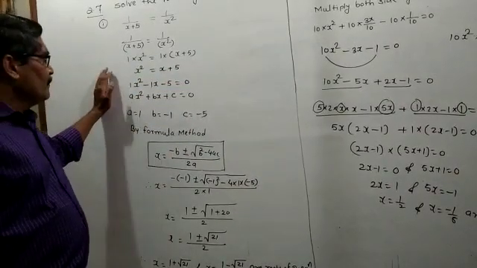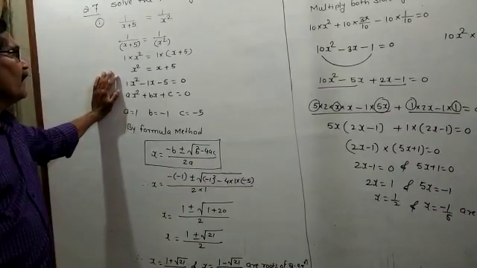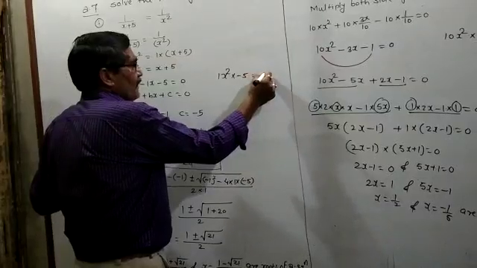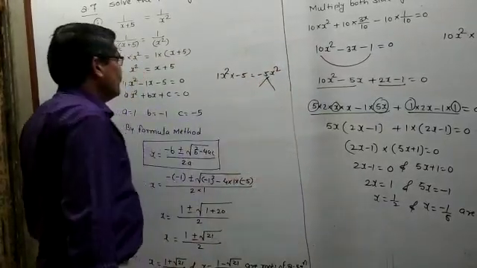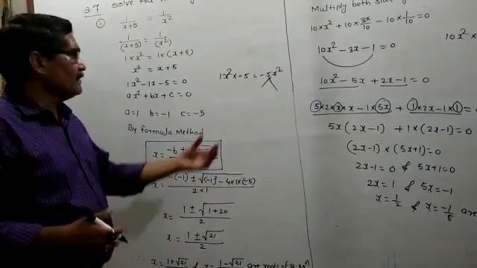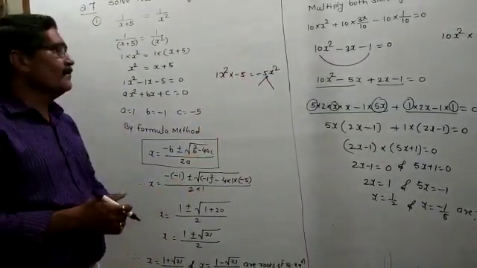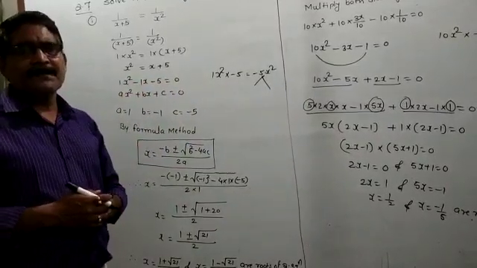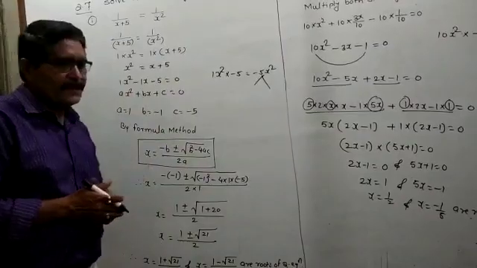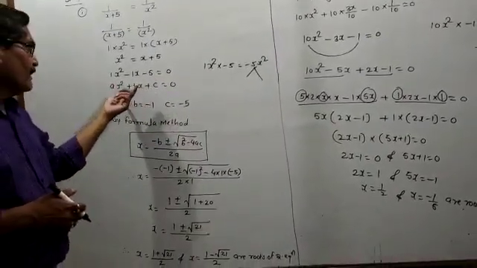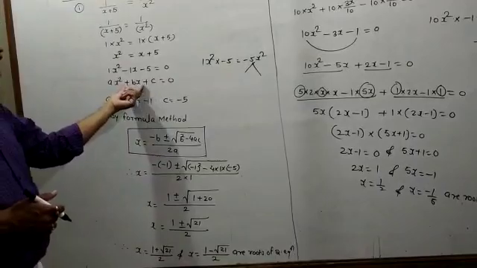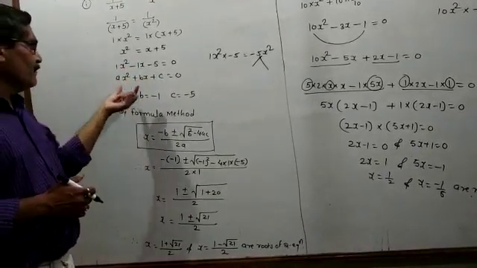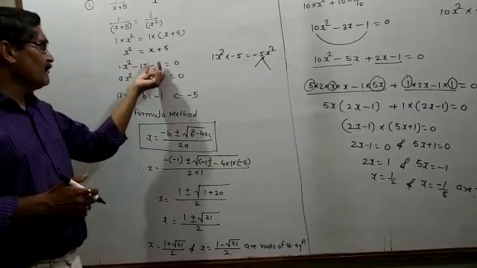Then if you try to find the factors of 1x square multiplied by minus 5, which is equal to minus 5x square, at that time it is very difficult to find the factors, because this minus 5 is a prime number and the only factors will be minus 5 multiplied by 1, and the middle term has to come minus 1. Such factors will not come, so at that time you have to use the formula method. So you have to compare the above equation with ax square plus bx plus c. You have to find a is equal to 1, b is equal to minus 1, c is equal to minus 5.